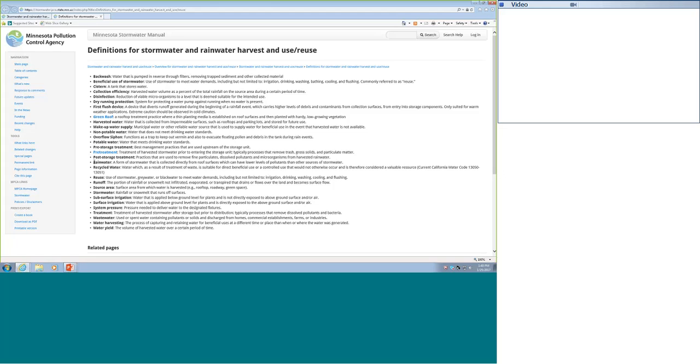Yeah, so like Brett said, here's the definition page. We wanted to highlight this. So often we think of this in terms of rainwater harvesting, but rainwater is a little bit different than what we may think of as stormwater. Stormwater encompasses all of the rainfall or snowmelt that runs off of surfaces.